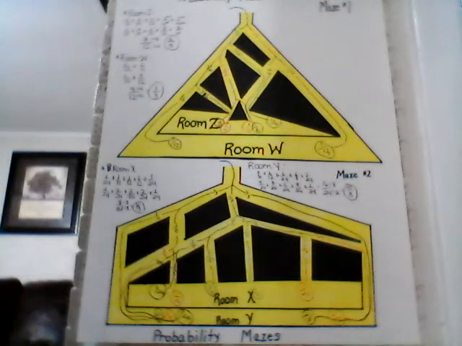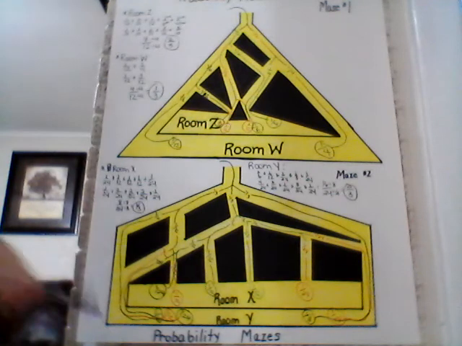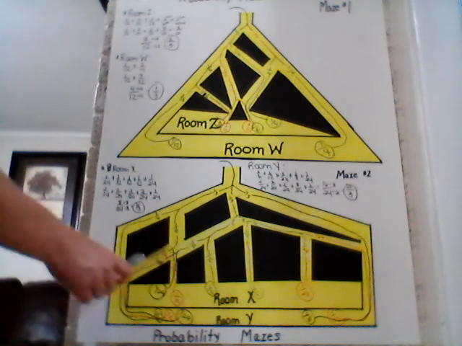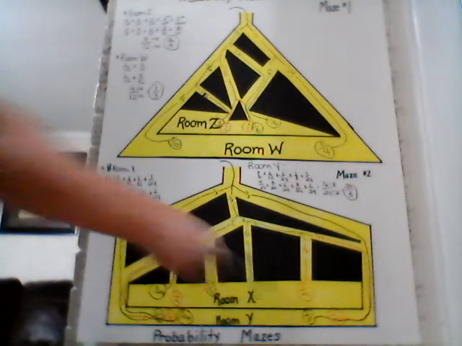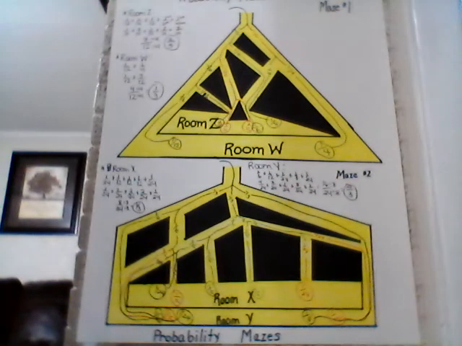Now, it might be surprising to you that room Y ended up with most of the liquid on this one. But it's because room X has so many entrances to it, but room Y had the least amount of splits.